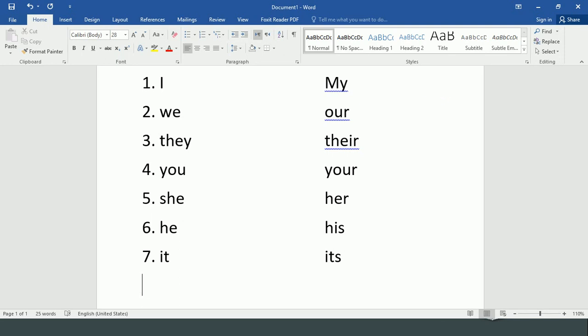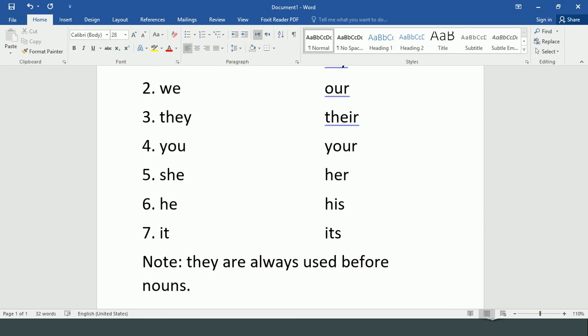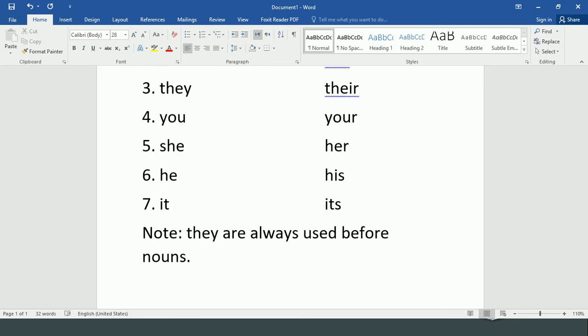Now let's come to examples. Before I come to examples, I'll give you a note here. They are always used before nouns.